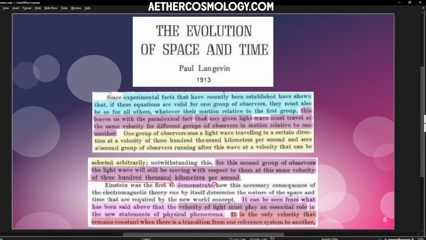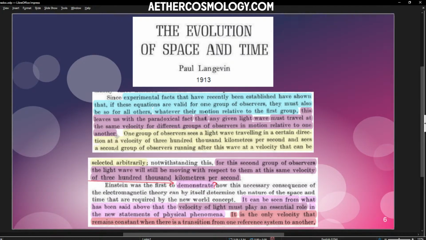So then in 1913, Paul Langevin comes along, and he says, basically, experimental facts that have recently been established have shown that if the equations are valid for one group of observers, they must also be so for all others, whatever their motion relative to the first group. And then he says, this leaves us with the paradoxical fact that any given light wave must travel at the same velocity for different groups of observers in motion relative to one another.